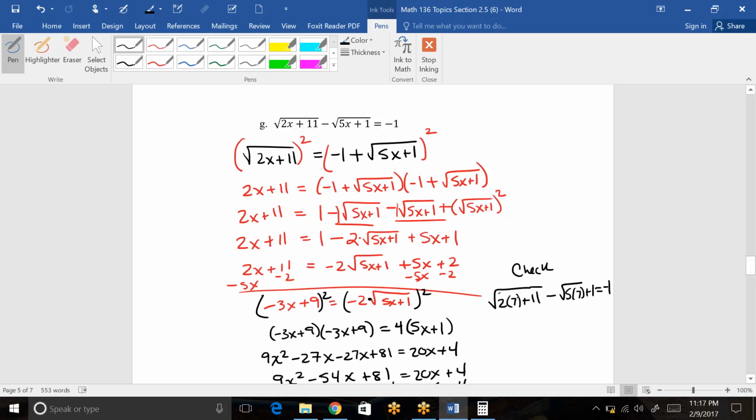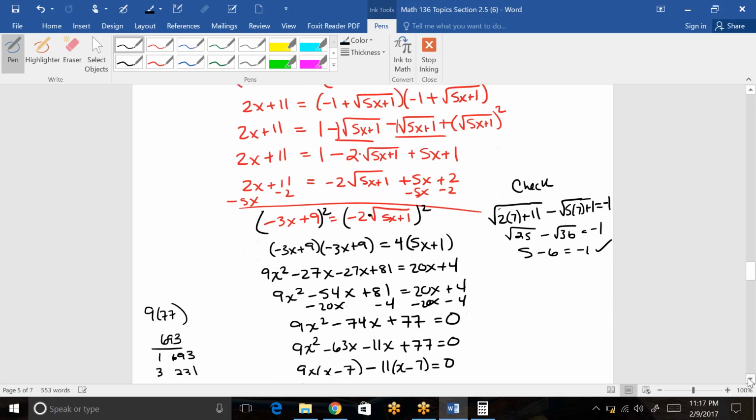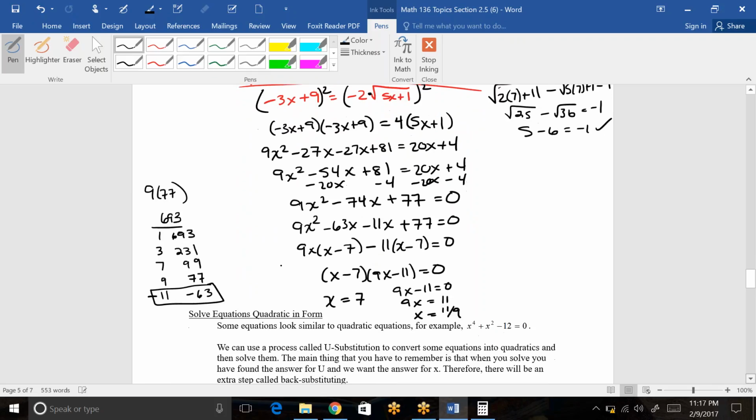So that would be 14 plus 11, so that would be square root of 25. So that's 35 plus a 1 underneath there, that's 36, so minus the square root of 36. That's 5 minus 6, which does equal negative 1. So the 7 is definitely a solution. I didn't need the calculator for that one. So I'm going to go circle the 7.